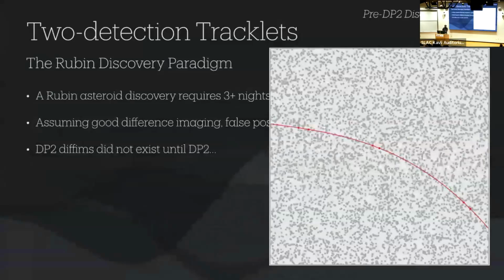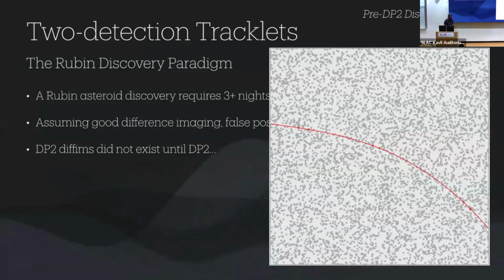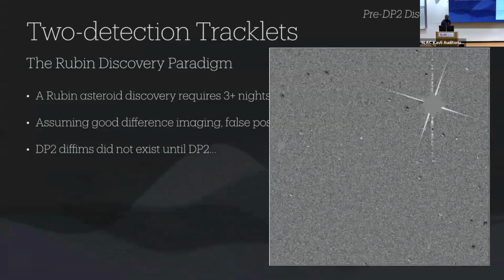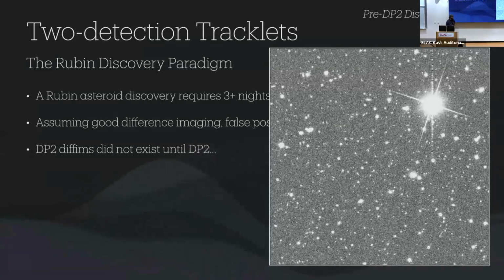But if the background rate of sources, the background density of sources, is sufficiently high, it becomes very, very easy to find curves that 6 or more points lie on. So this is a DP2 difference image. Looks nice and clean. There aren't too many extra dots. But before DP2 actually ran, we only had direct images that look like this. Lots of stars, lots of galaxies, and it is very easy to draw a curve that fits 6 points, any 6 points, even if they're stars, in these images.